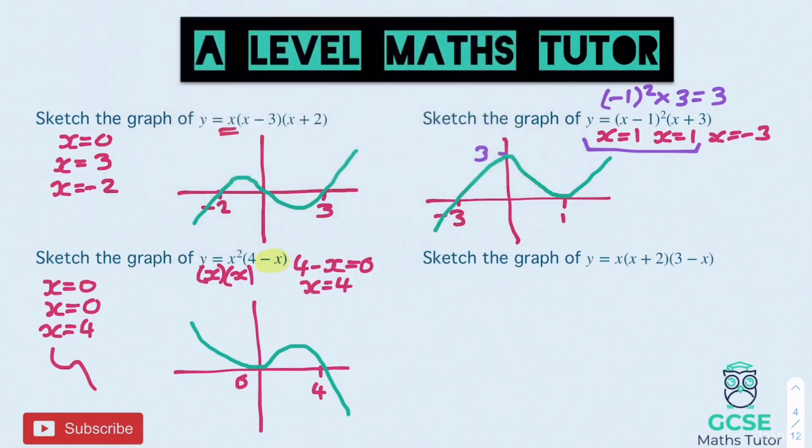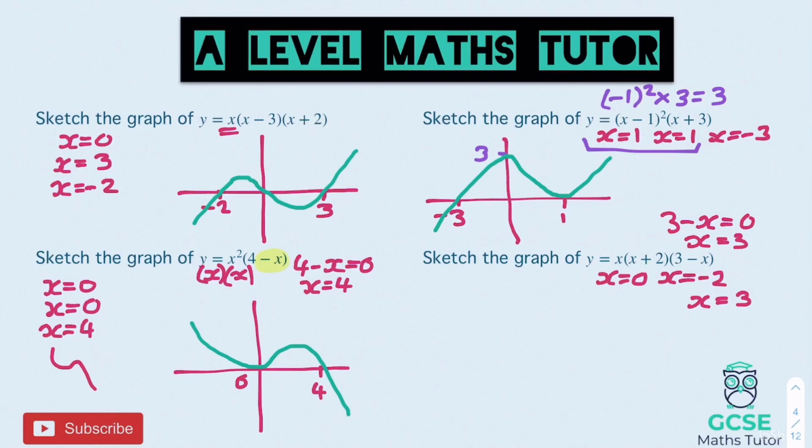And our last one here, we've got 3 solutions. We've got x equals 0. We've got x equals negative 2 in that one there. And that final one, again setting that equal to 0, 3 minus x equals 0, so x equals 3. There we go, and x equals 3 for our last one.